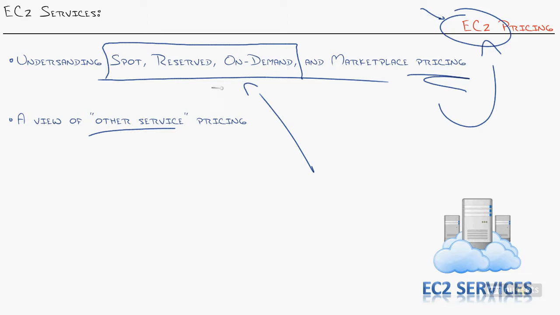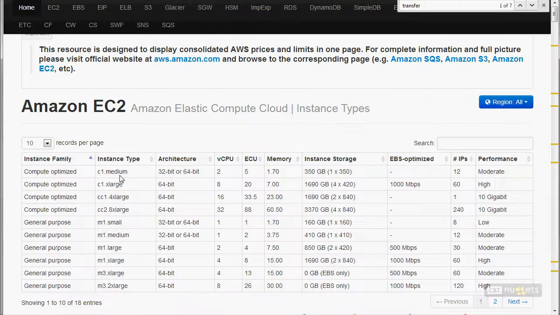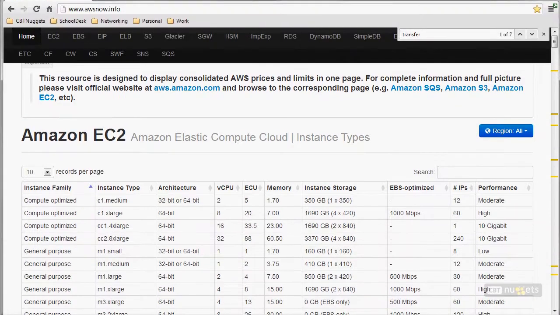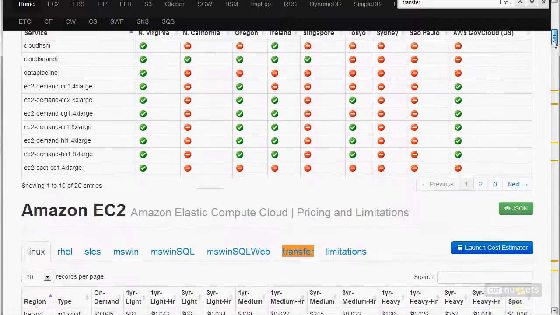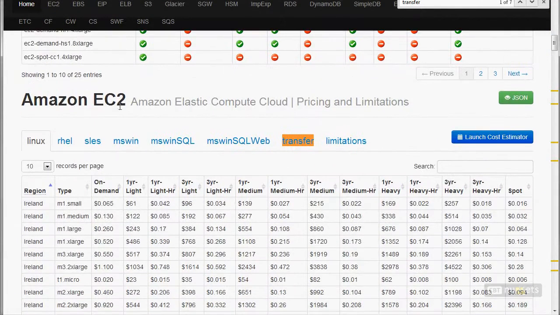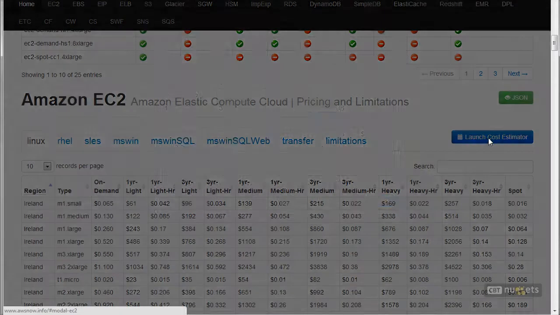So let me give you a view of that other service pricing, and I will tell you this is where that awsnow.info website just shines. It puts it all in one place. So looking right here, we've got the EC2 instances. We saw that just a moment ago. But now look at this. We've got EC2. We've got the Linux instances showing, on demand, 1 year and all that. Actually not part of what I was going to talk about, but look at this.